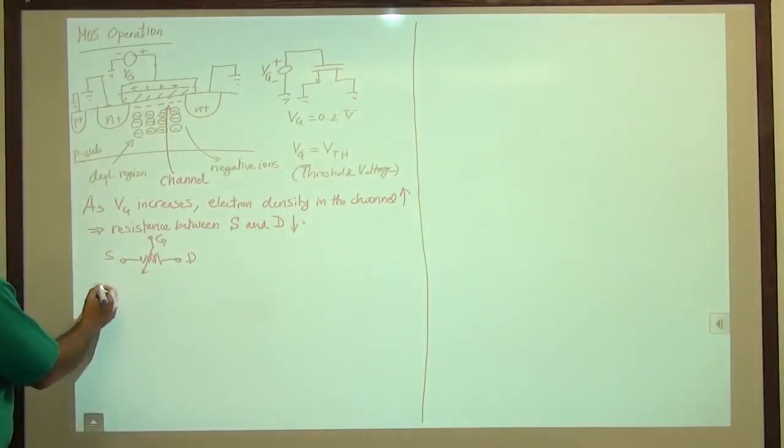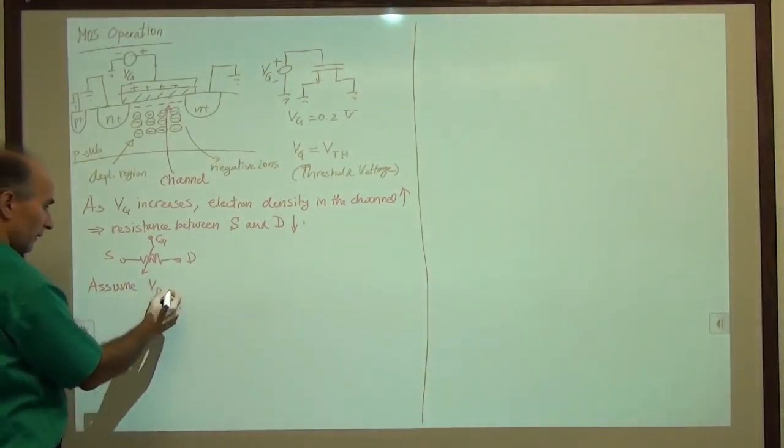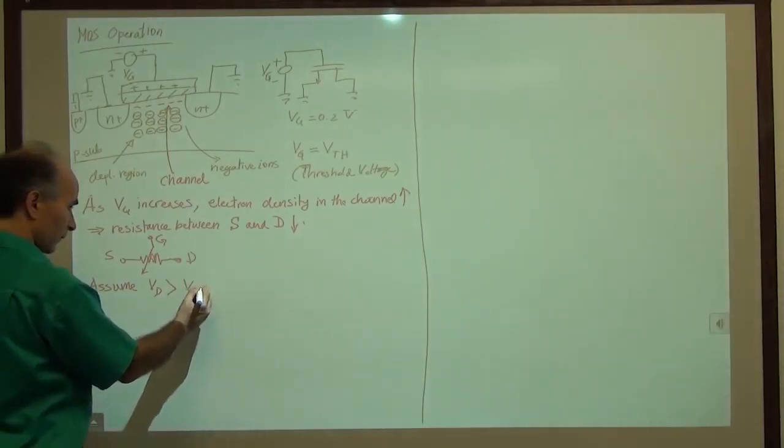All right, so assume VD, the drain voltage, is greater than VS, the source voltage, which is 0.